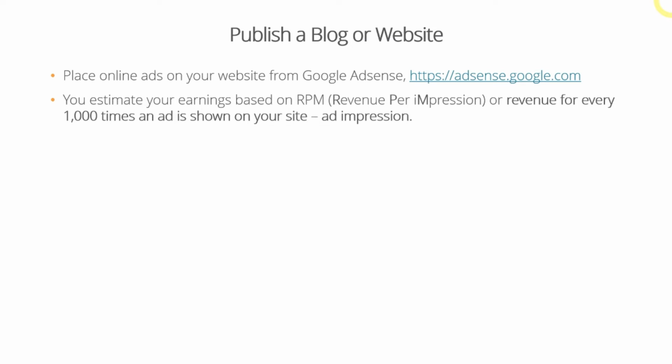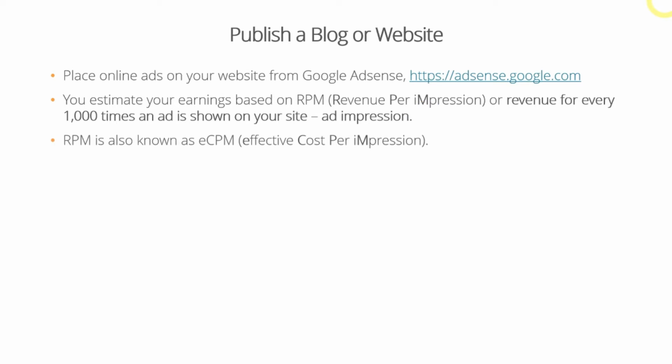So you estimate your earnings based on RPM, which stands for revenue per mille, or RPM here, which means revenue for every 1,000 times an ad is shown on your website. Impression means ad impression, a display of an ad. So one display of one ad at one time, or one page view, is considered one impression. It's calculated based on 1,000 impressions because there are just so many page views that you could get from your website.